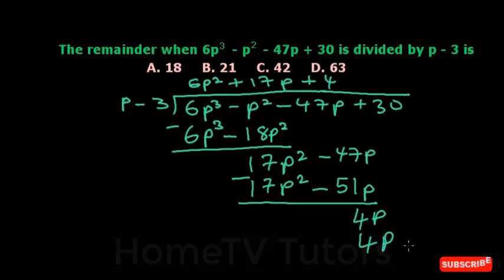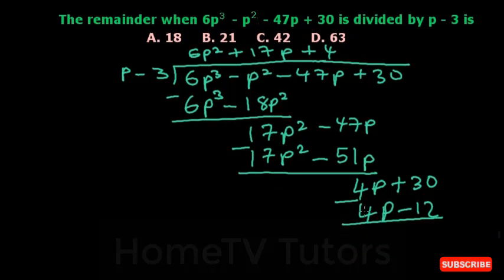Okay, 4 times minus 3 will give us minus 12. Then we bring down the plus 30. Alright, we do another subtraction. Okay, so subtracting that, this will give us 0. 30 minus minus will be plus, so 30 plus 12 will give us 42. So 42 is the remainder, and that tallies with the answer option C.